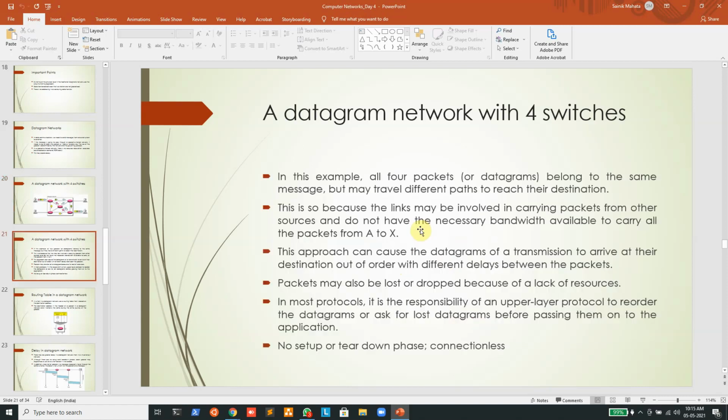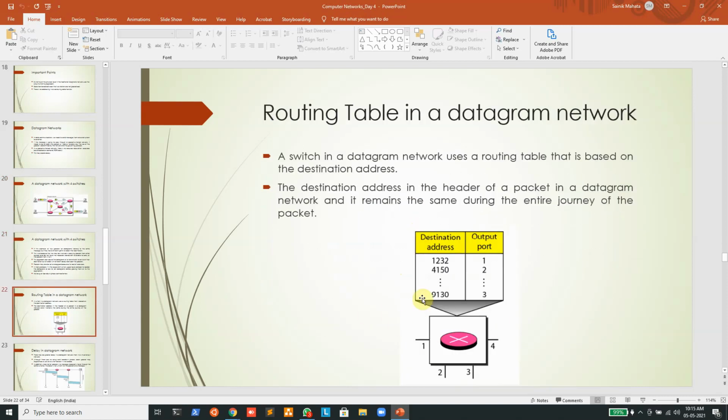So, like this, based on the switching table, the switch will actually send the data to the specific link, or to the specific switch, or to the specific destination.